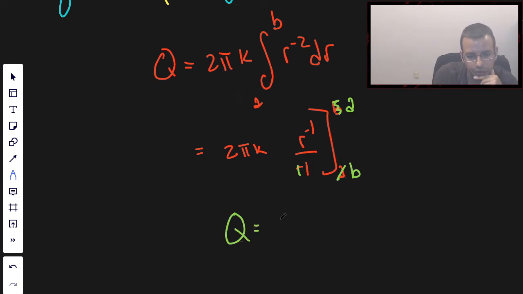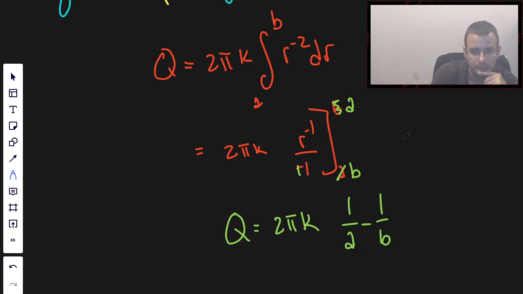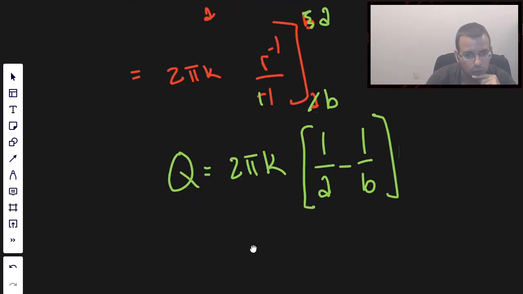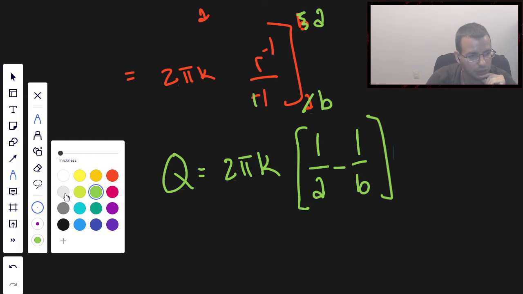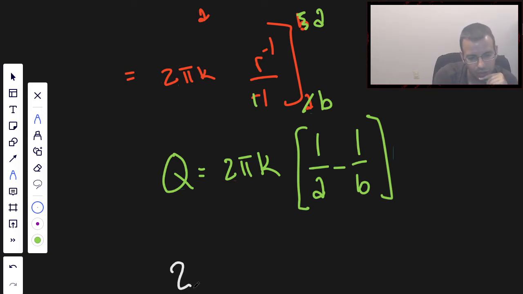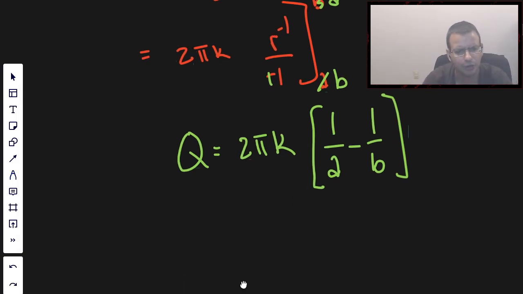Q equals 2 pi K, 1 over A minus 1 over B. And we'll do little parentheses there, well, brackets. But we don't care what Q equals, we want to convert K to Q. So we're going to, does this color work? Ooh, that's kind of bright. Yeah, I like that. We're going to go with that.